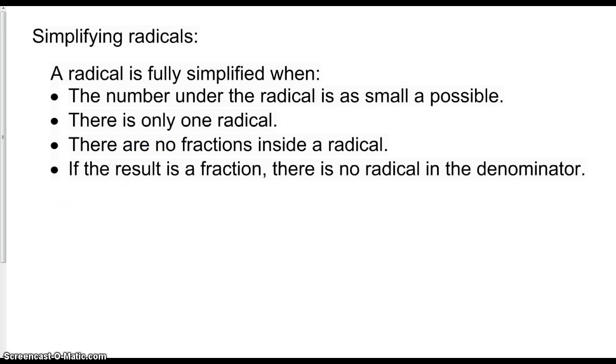All right, next topic. How can we use these various rules to simplify radicals? Let's first define what constitutes a simplified radical. A radical is fully simplified when the number under the radical is as small as possible, there's only one radical in the expression, and there are no fractions inside of a radical. And if you do have a result that's a fraction, there's not a radical in the denominator, although it's fine to have a radical in the numerator.